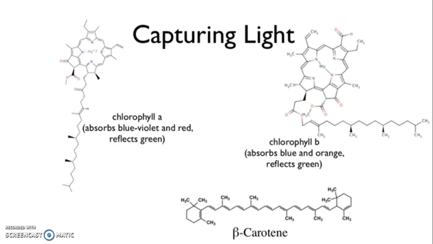So the plants need light, and this light is captured by a pigment called chlorophyll. There are two types of chlorophyll, chlorophyll A and chlorophyll B. Chlorophyll A absorbs blue, violet and red, and reflects green. Chlorophyll B absorbs blue and orange and reflects green. Also there is beta carotene, which is responsible for giving color to carrots. These pigments are responsible for capturing the light for the plants for the various activities in the light dependent reaction.